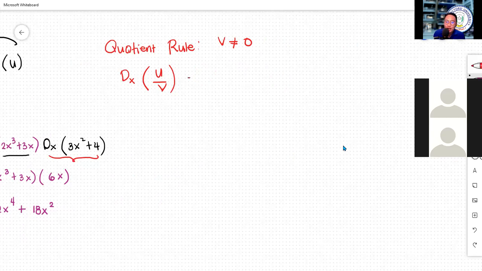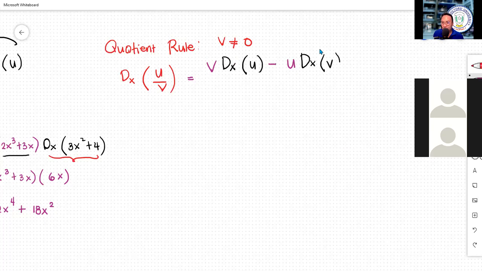Anyway, how do we do the quotient rule, guys? First, the process: you take the denominator v and multiply it by the derivative of the numerator u, and then you subtract the numerator u multiplied by the derivative of the denominator v, all over the square of v. And that's the formula.